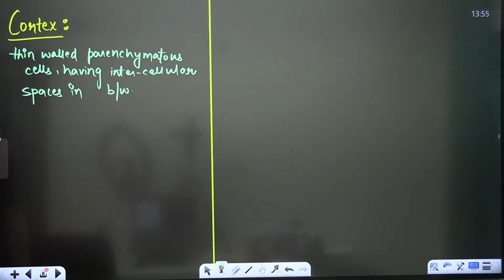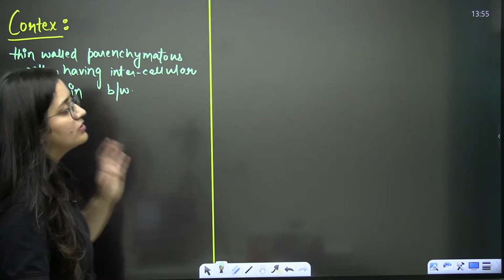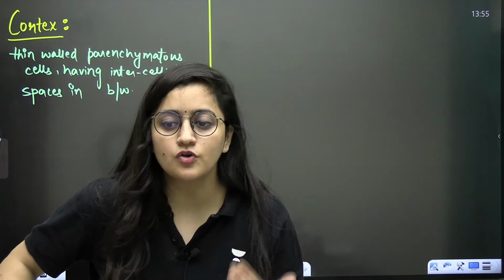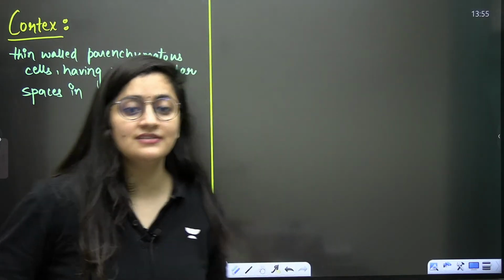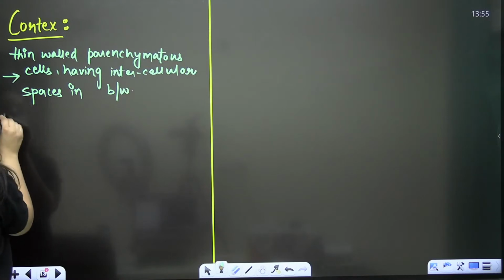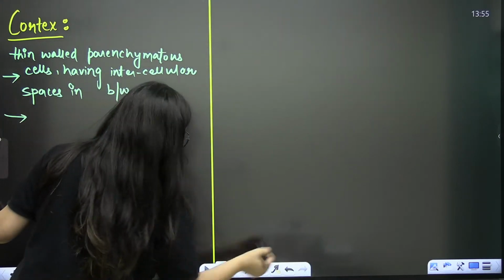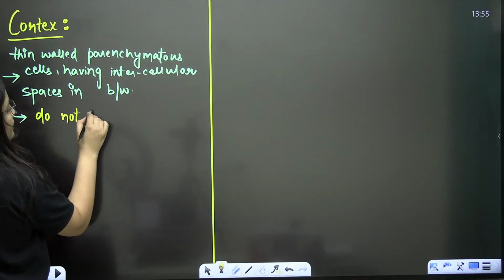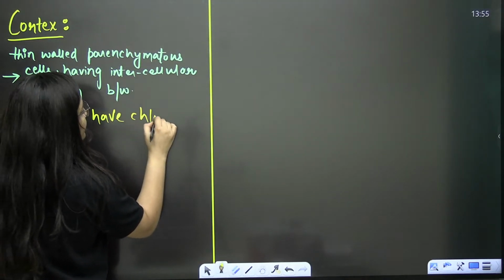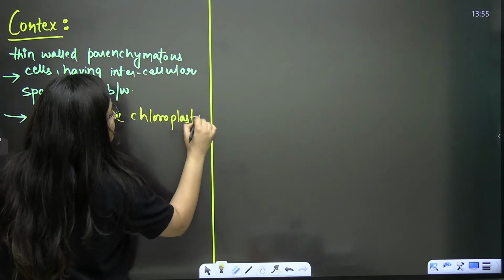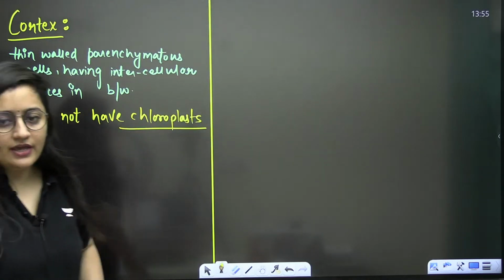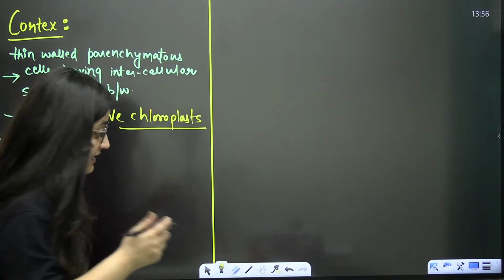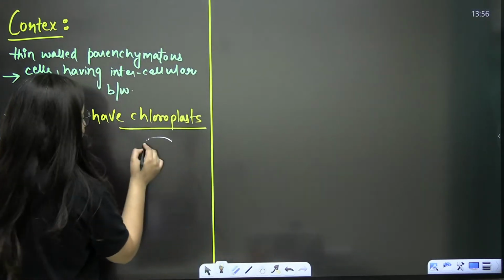So obviously roots are not going to perform photosynthesis. So when you talk about the cortex, these parenchyma cells do not have chloroplast, because in the case of roots, we will not see photosynthesis. But yes, children, we have exceptions as well.